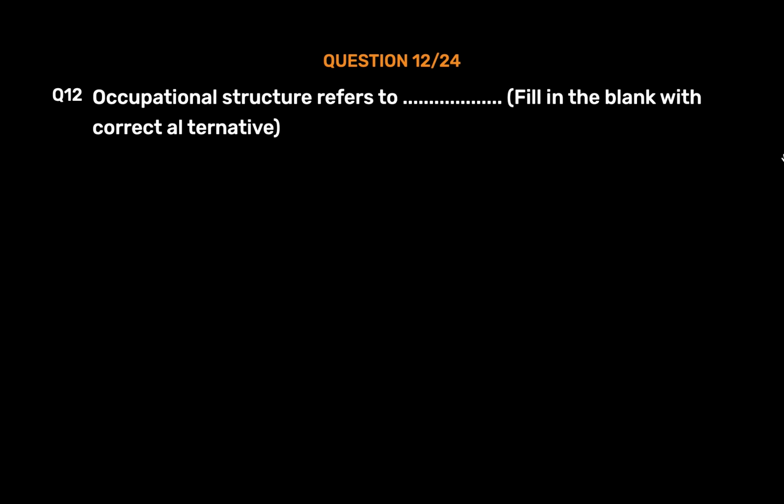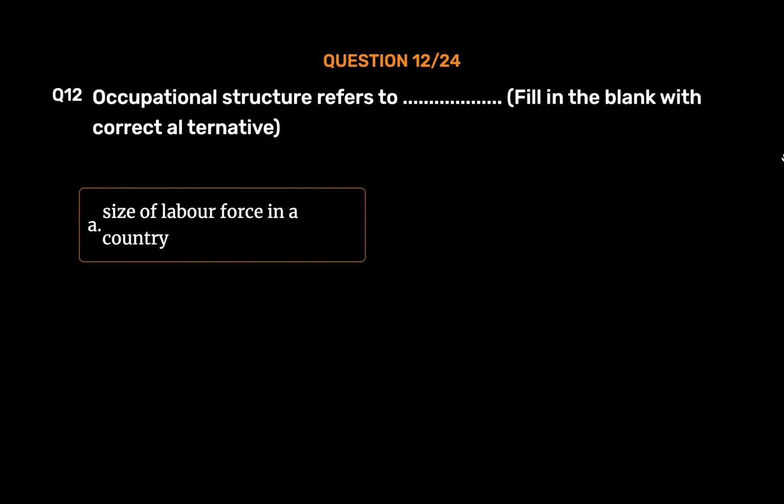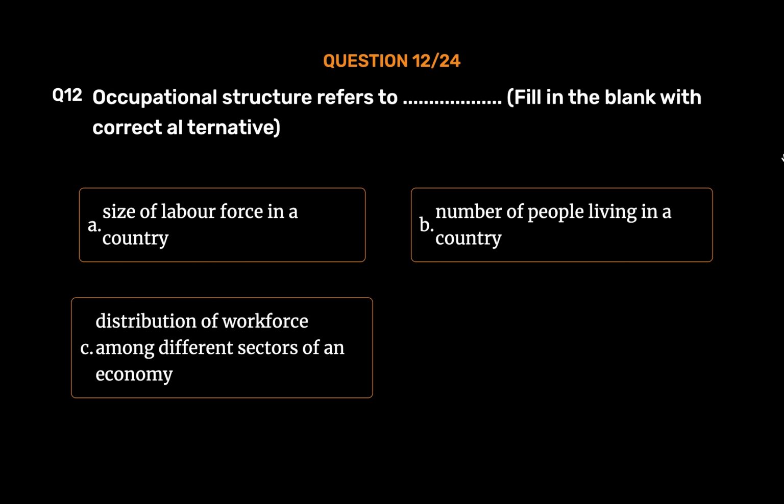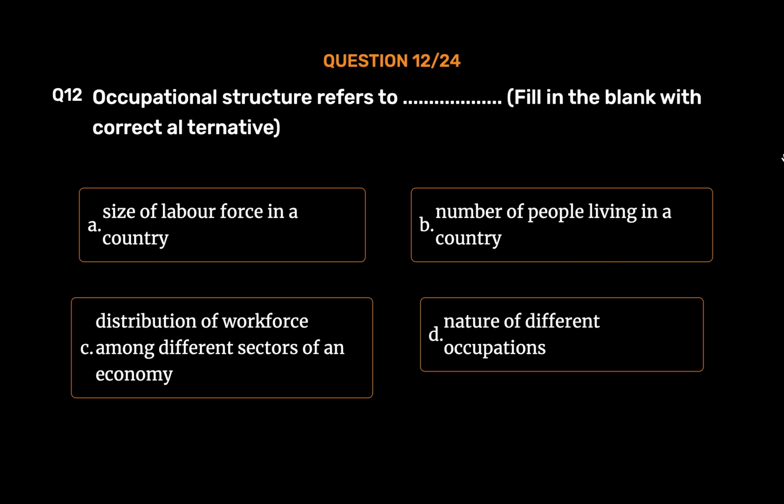Question number 12. Occupational structure refers to, fill in the blank with correct alternative. Option A. Size of labor force in a country. Option B. Number of people living in a country. Option C. Distribution of workforce among different sectors of an economy. Option D. Nature of different occupations.